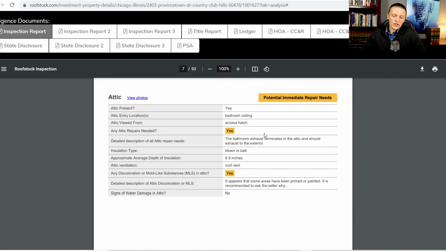There is a reference to some issues apparently in the attic where it appears that some areas have been primed or painted, and it is recommended to ask the seller why that was done. I assume that because the bathroom exhaust vent terminates in the attic and is not vented to the outside, there was probably some mold that was growing in the attic. This is a common issue in my area. I see that all the time. Again, it's not that big of a deal, even if you had to remediate the mold inside the attic.